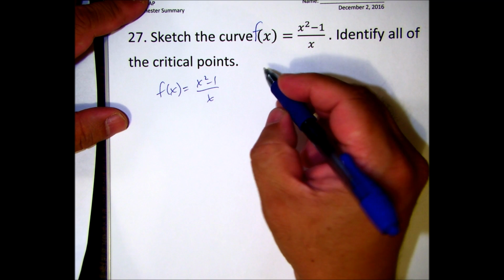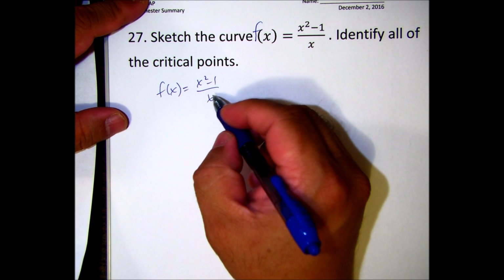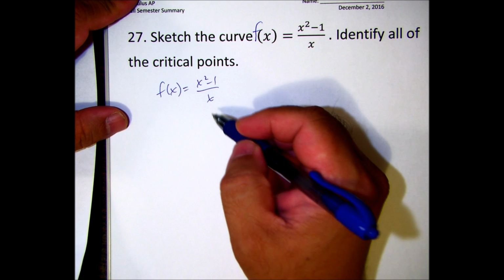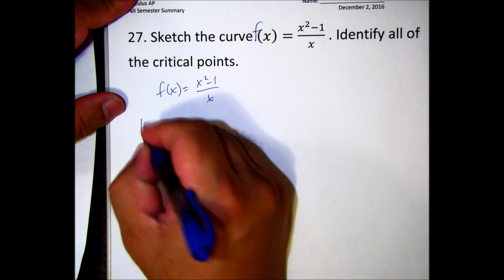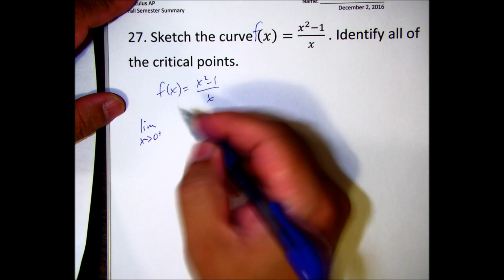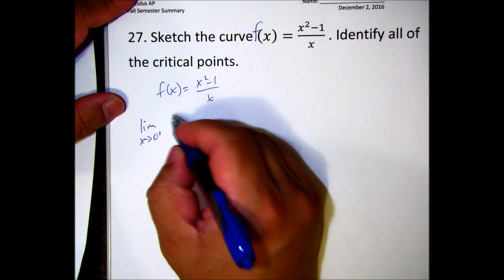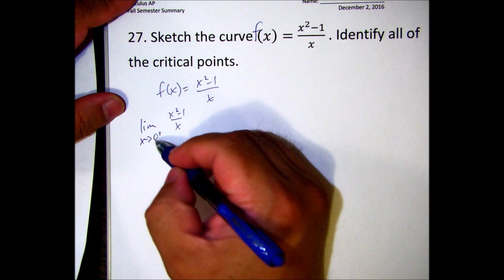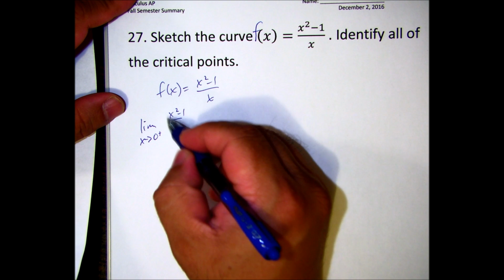We're looking for vertical asymptotes. Vertical asymptotes generally are where the denominator equals 0. You want to make sure it's going to either positive infinity or negative infinity. What do I mean by that? I'm going to look at x approaches 0 from the right of this function. What happens when I approach 0 from the right?